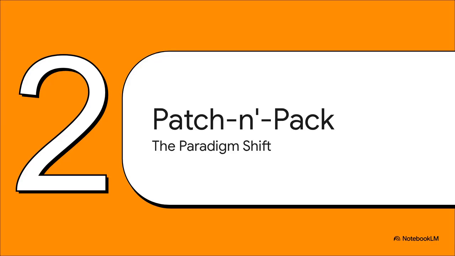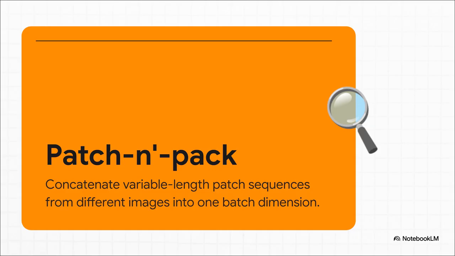Which brings us to part 2, the patch and pack revolution. This is the paradigm shift that finally got us unstuck. The core mechanism for this whole breakthrough came from Google's 2023 NaViT paper. It showed us exactly how to flatten and pack variable length patches from totally different images into one single sequence.